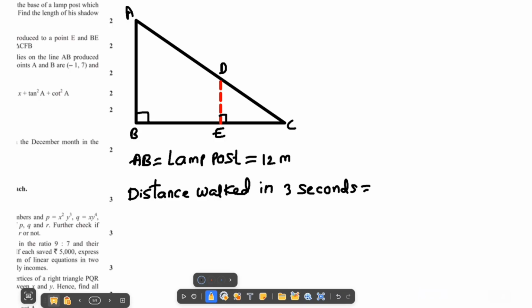So distance is speed into time, right? Speed into time. Here, speed is 2.5 meters per second and he walked 3 seconds. Now this will be equal to 7.5 meters. So the BE distance is 7.5 meters.